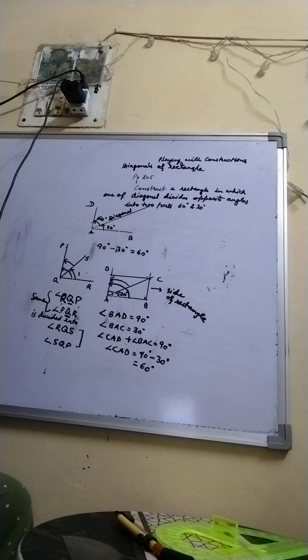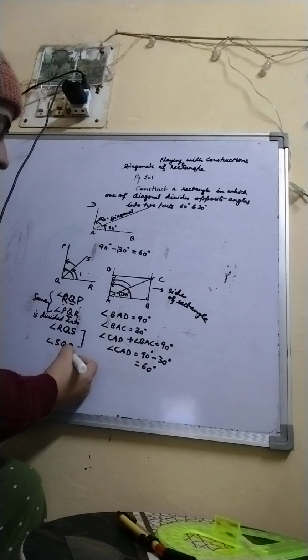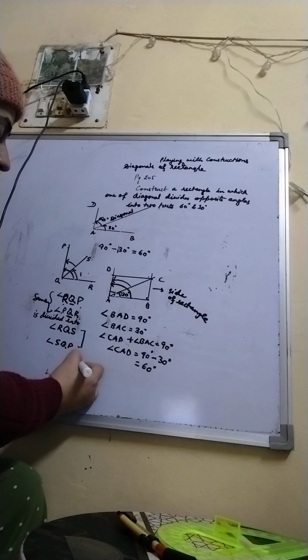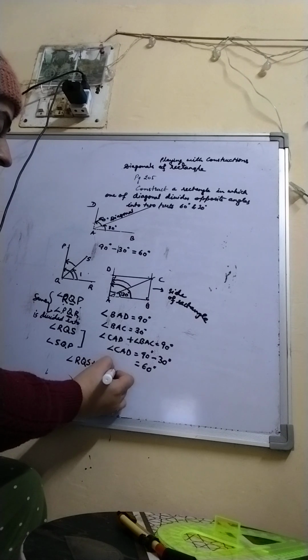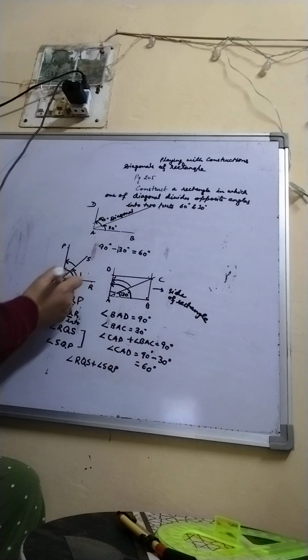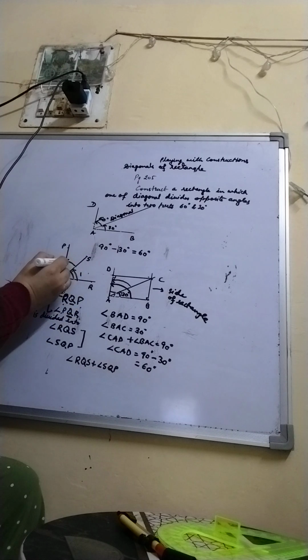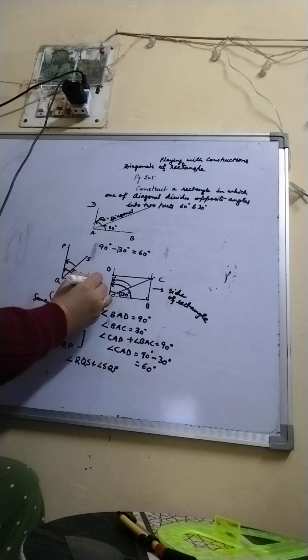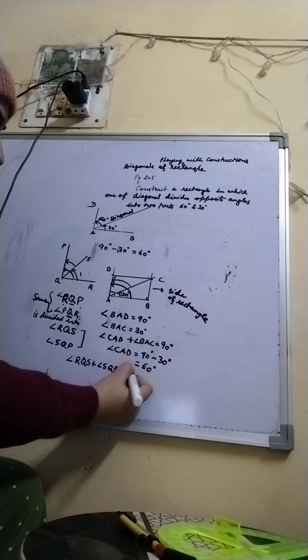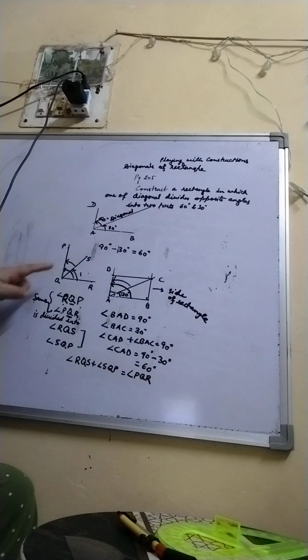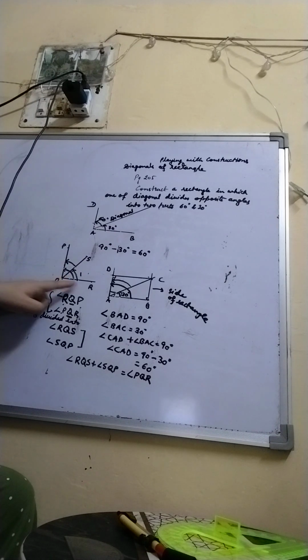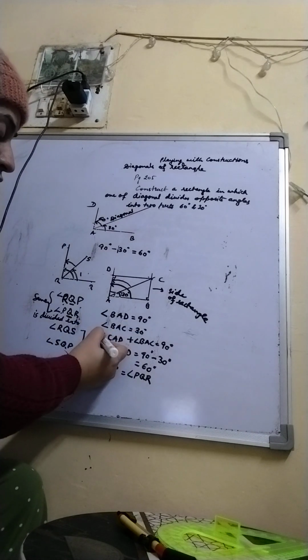Two angles have been divided. How can I write these two angles together? If I add RQS and SQP, if I add both the angles, that is, I start from RQ and go till QP, so I will get the bigger angle PQR. So the sum of these two smaller angles would be equal to the bigger angle PQR. So this is what we have used here.